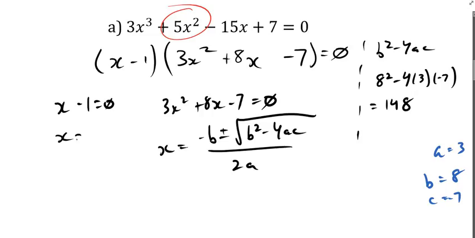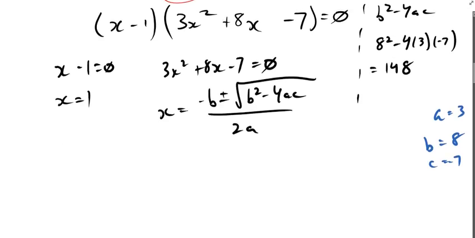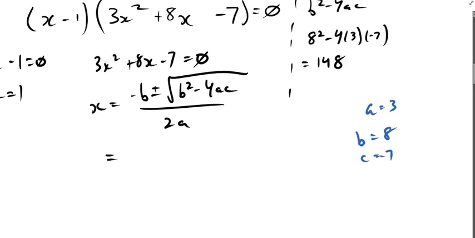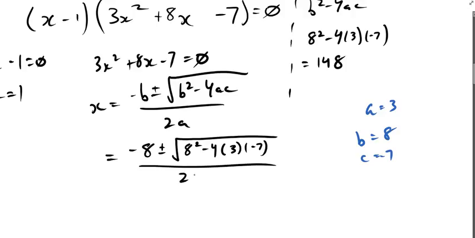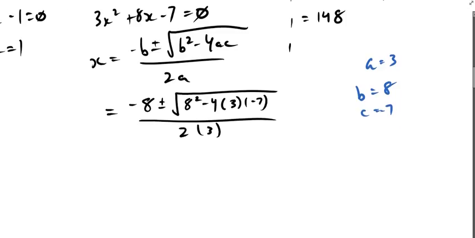This one's easy. All right, so now I can sub in my values. Negative 8. And if it works out that you have to use a quadratic formula, well, you've already done most of the hard work.